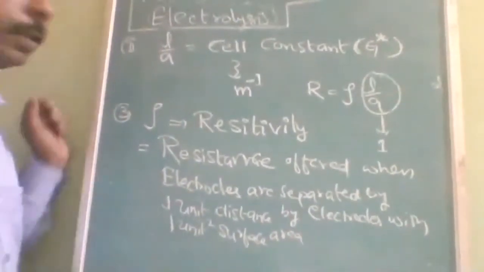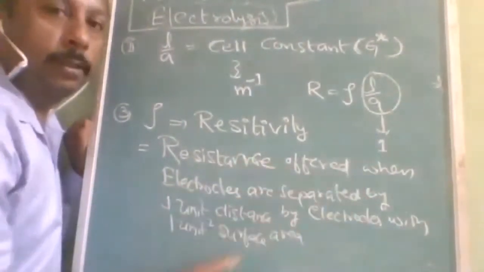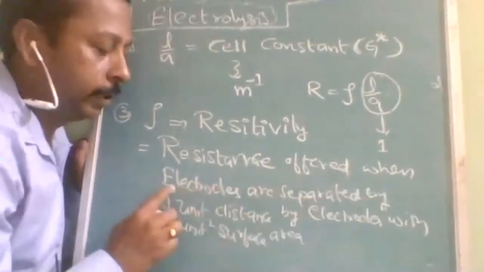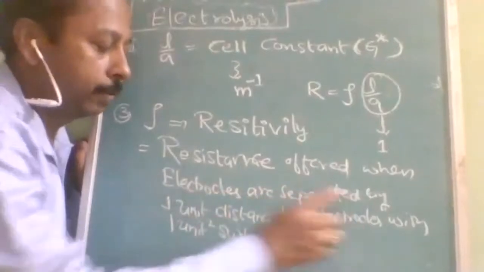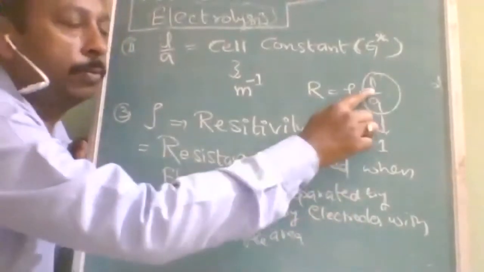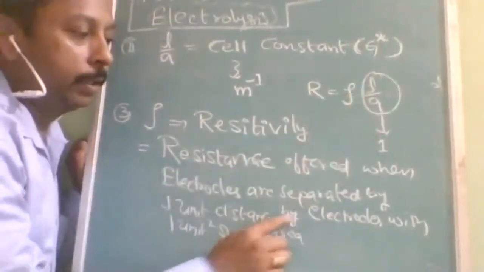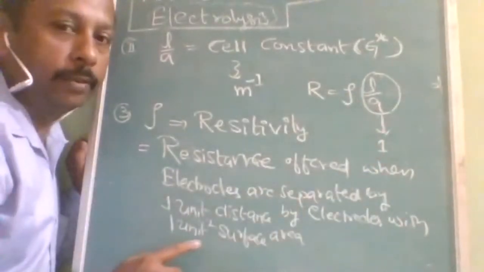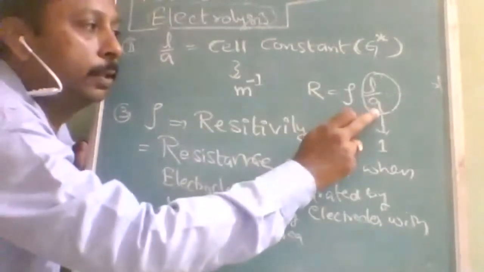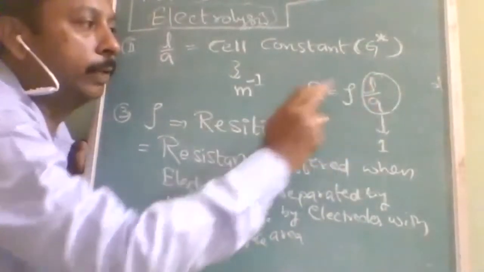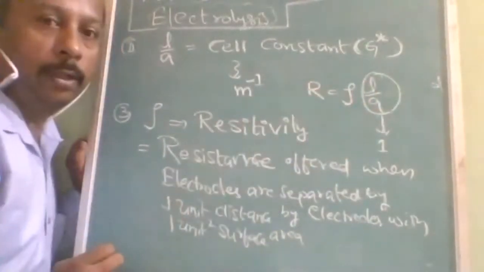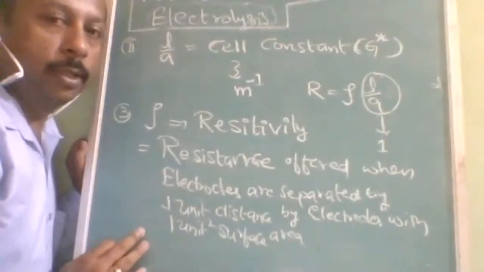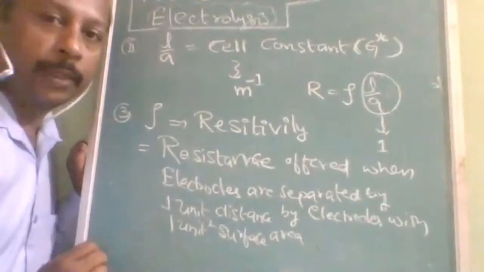So resistivity is defined as the resistance offered when electrodes are separated by 1 unit distance, to make the numerator 1, with 1 unit surface area in the denominator. Once both become 1, then resistance is equal to resistivity. Is it understood? Unless you know the resistance, you cannot find the resistivity.